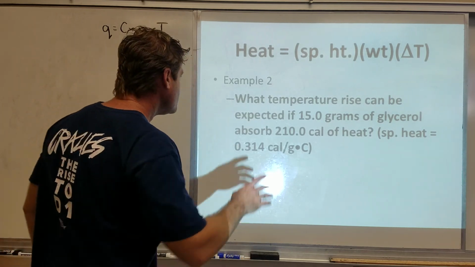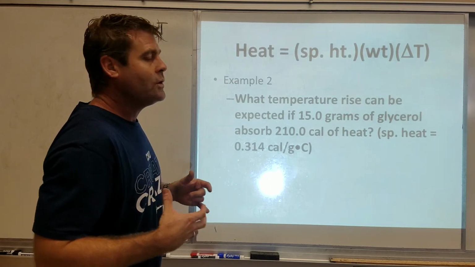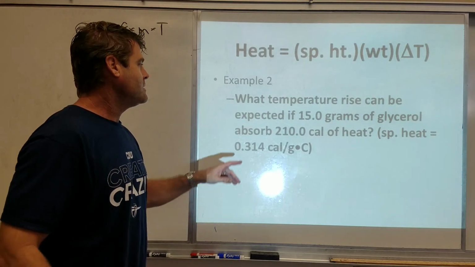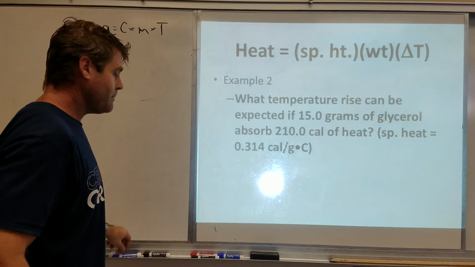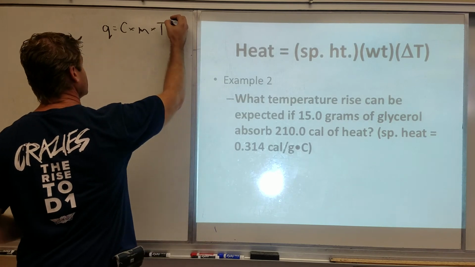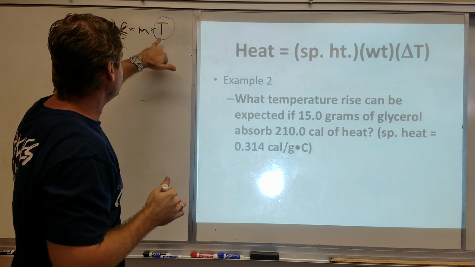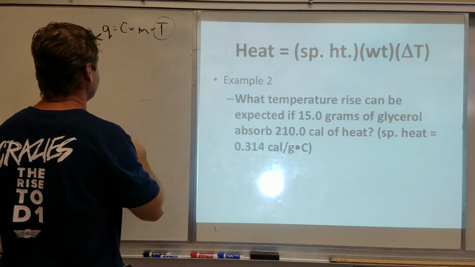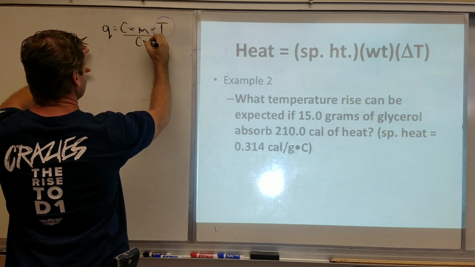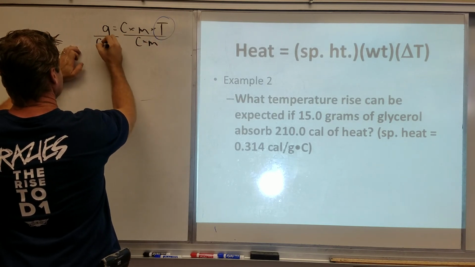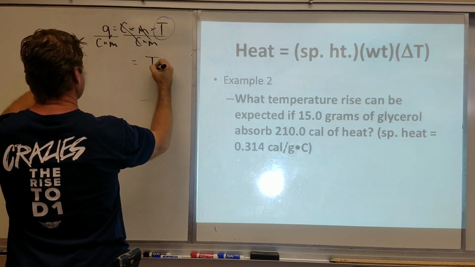The key is to always look at your word problem and figure out what it is asking you to find. Notice it says, what temperature? So in my equation, what am I going to be looking for? I'd suggest you algebraically manipulate it to solve for that first, before plugging in values. To get rid of C and M, which are multiplied, I do the inverse, which is divide. What I do to one side, I do to the other. And that's what my temperature would be.